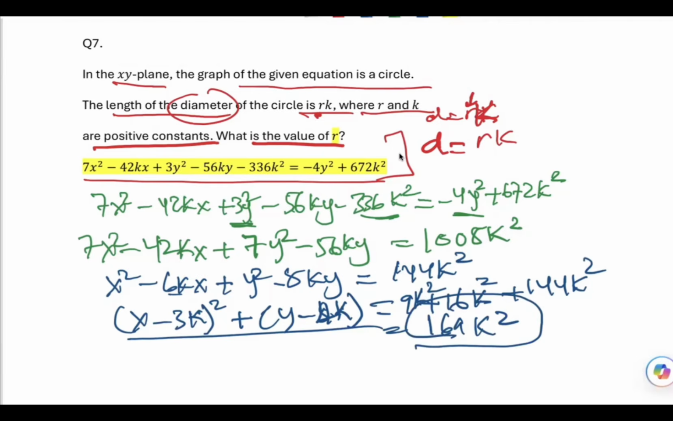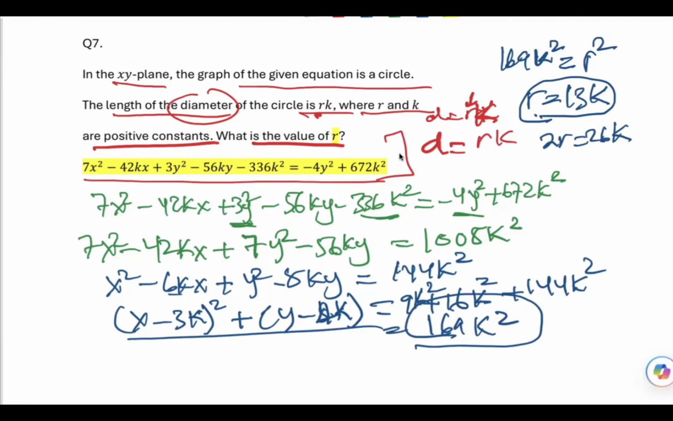So what is the issue? 169k squared should be equal to the radius. The radius is r squared. Therefore, r is what? 13k. This is the key. That's why I brought it here. R is 13k. But what they're asking you is the diameter. So 2r is 26k. But what is the expression? Diameter is rk, therefore 26k. What is r? Pick 26. Don't pick any number because r is in front of the k. The r is 26. I keep on using r to confuse you.